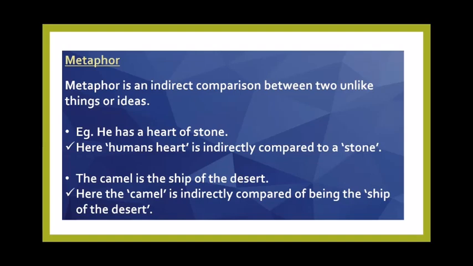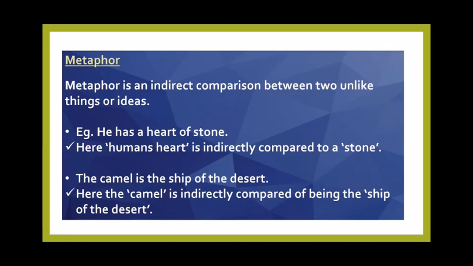Next is metaphor. Metaphor is an indirect comparison between two unlike things or ideas. So simile was a direct comparison between two like things. But a metaphor is an indirect comparison between two unlike things.